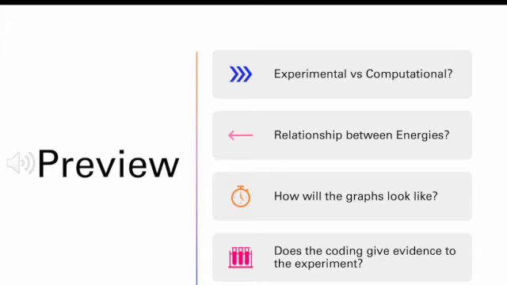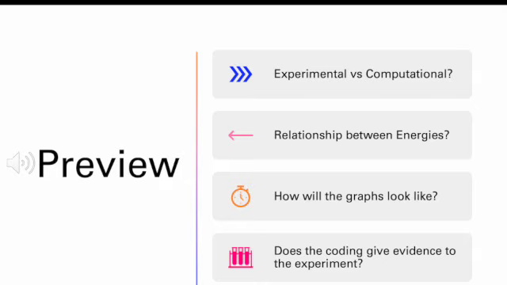The experimental data will be done using a tracker device, and the computational data will be done using a Python script given by our starter code. The relationship between the energy is, as stated before, a conservation of energy. Therefore, the total energy will always be the same, and when some type of potential energy goes up, kinetic energy goes down, and it interchanges like that.